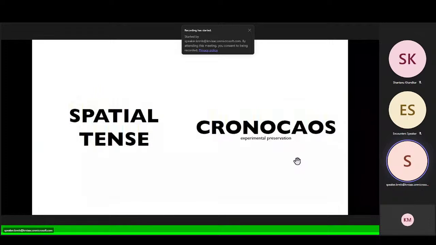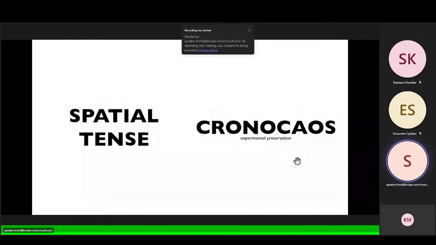So now coming to the third form of spatial tense, the chronochaos. The word breaks into two forms: the chronos and the chaos. The chronos is time, which is the tense, and the chaos is the jumble, which is also the tense. All right, so what is experimental? It translates to what you do with that understanding of spatial tense, and you can do experimental preservation.